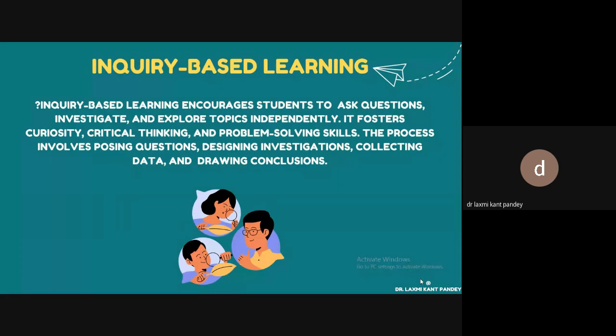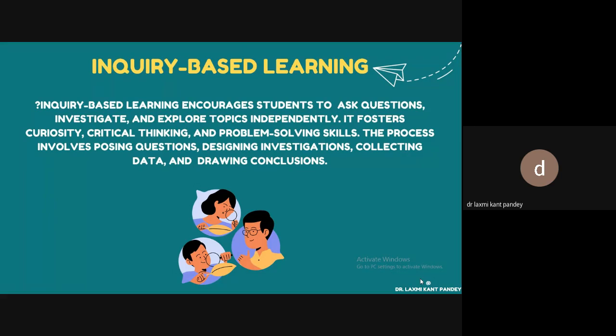Okay, so inquiry based learning, it is very important, very good method. It is a student centered approach to learning that emphasizes critical thinking and problem solving. Inquiry based learning is basically to inculcate critical thinking ability, or you can say the problem solving ability among the students. In an inquiry based classroom, students actively ask questions, plan investigations, conduct experiments, analyze data, and draw a conclusion.